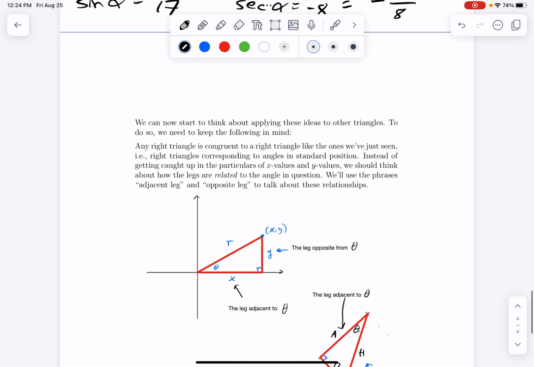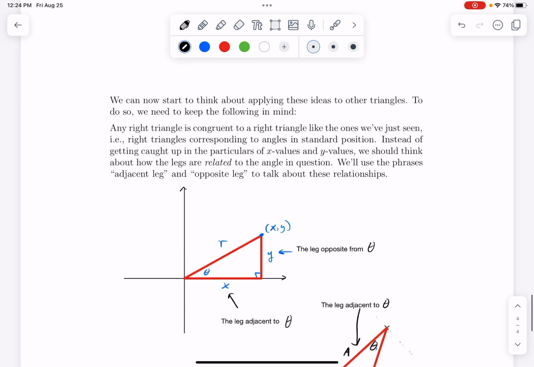Now, we're going to do even more, because we want to apply this to other triangles. Not every triangle looks like it has a corner at the origin and we're following an angle in standard position. So here's something you want to keep in mind. Any right triangle is congruent. Remember from geometry, congruent means same size and shape, although we may have changed the position or orientation. It's congruent to a right triangle like the ones we've seen.